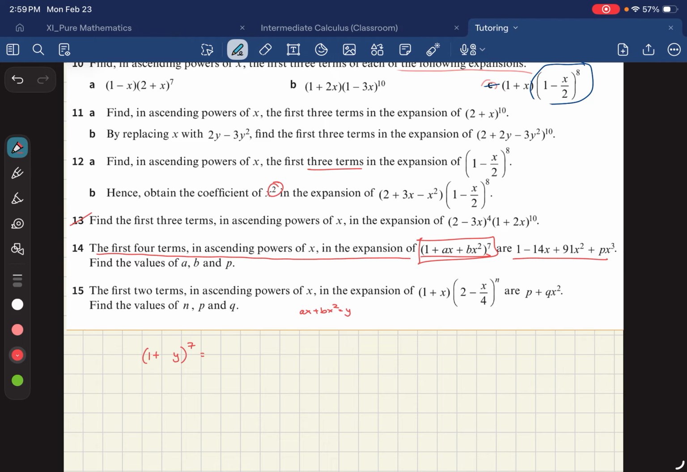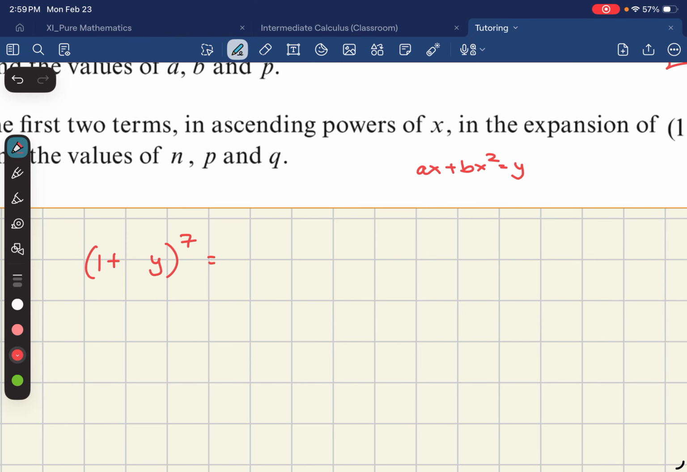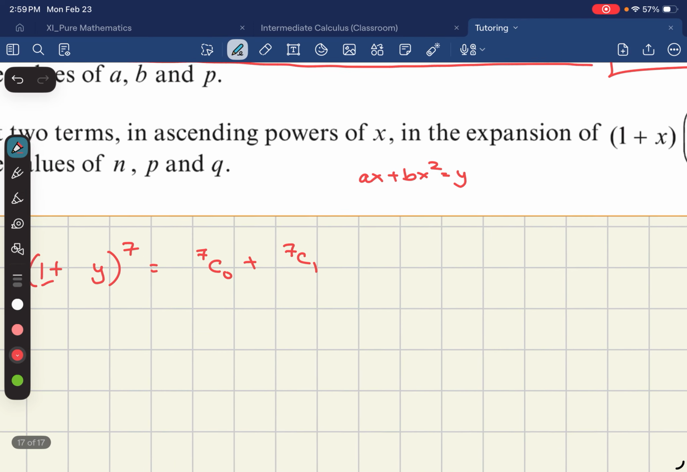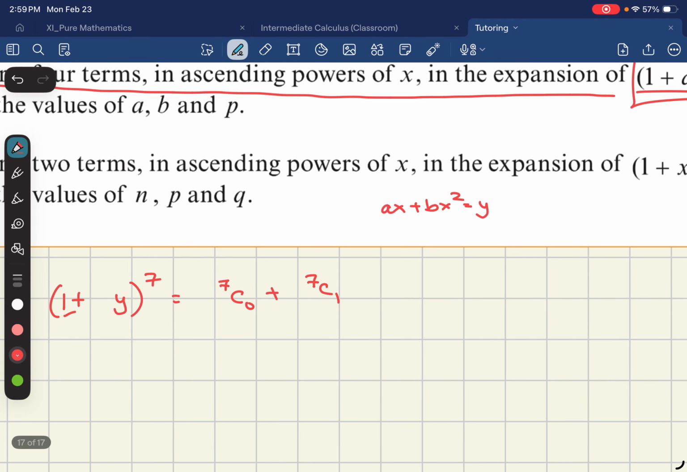So I think it's safe to expand to the first four terms. The first four terms are going to be 7c0 plus 7c1. I have 1, so I don't really care. If I had -1, I would be caring because the signs are going to change. But 1 to the power anything is just going to give me 1. So 7c1 y plus 7c2 y squared plus 7c3 y cubed, and so on.